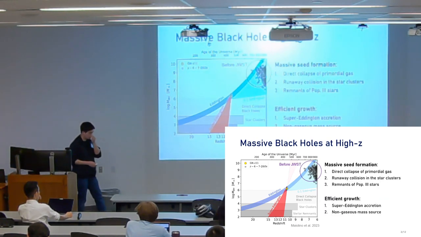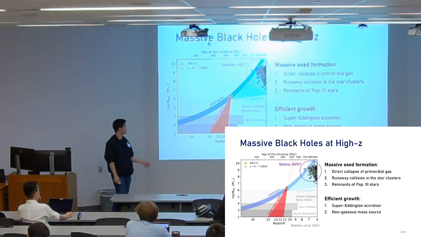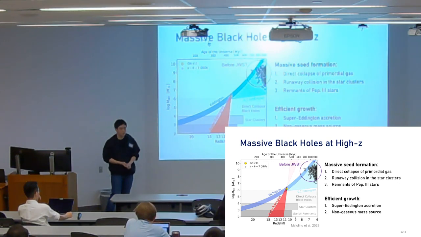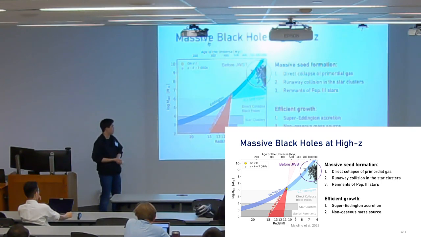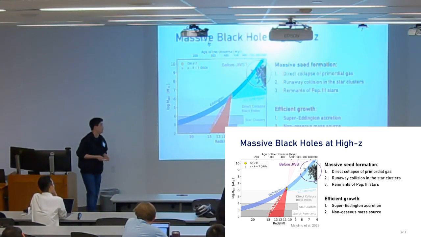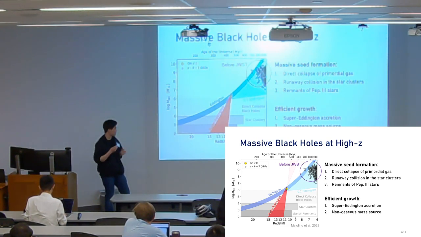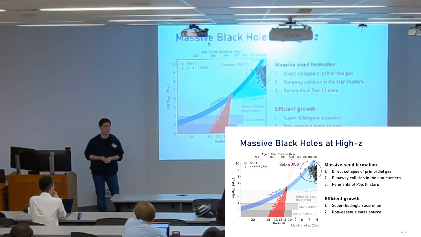So currently we have two types of solution. One is to increase the initial seed mass of the black hole. There are three preferred scenarios. One is the direct collapse of chemically pristine primordial gas, the second is runaway collision in an ultra-dense star cluster, and also, in the early universe, the remnants of Population III stars may form an initial heavy seed. And the other type is to devise some creative mechanism to somehow reach super-Eddington accretion of gas, or to find a non-gaseous mass source that is not affected by the radiation pressure.